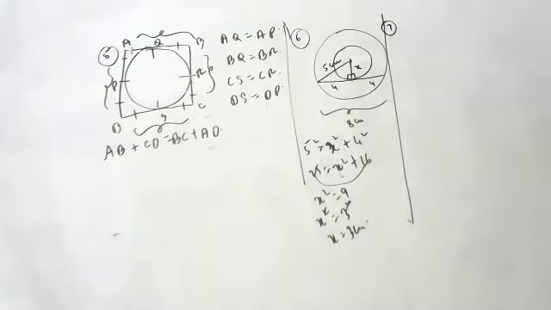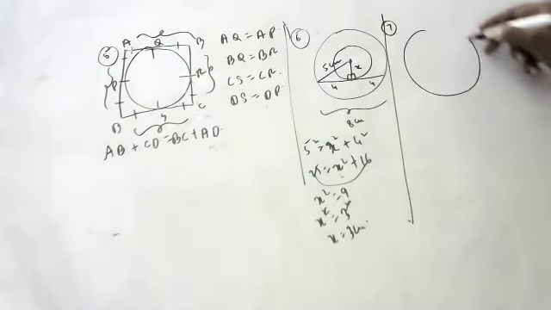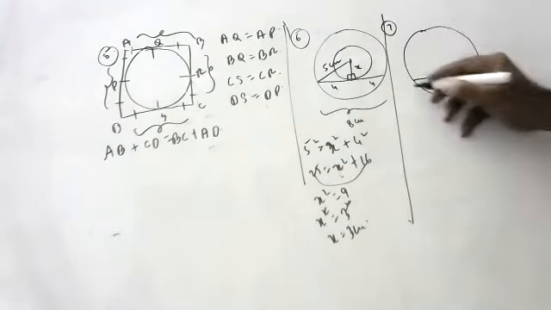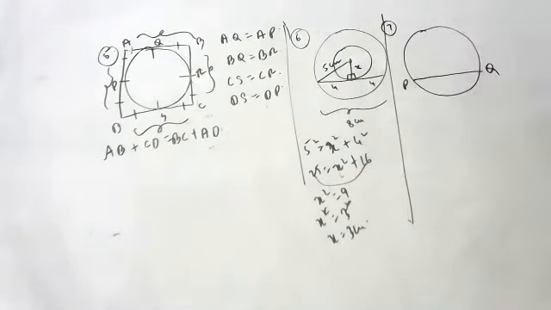Very good. Seventh question. A chord PQ of a circle is parallel to the tangent drawn at a point R of the circle. Prove that R bisects the arc PRQ. A chord PQ of a circle is parallel to the tangent.